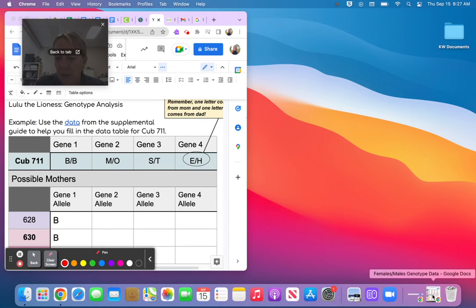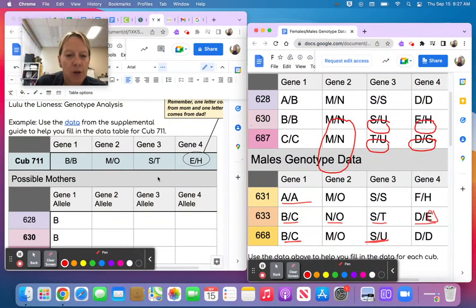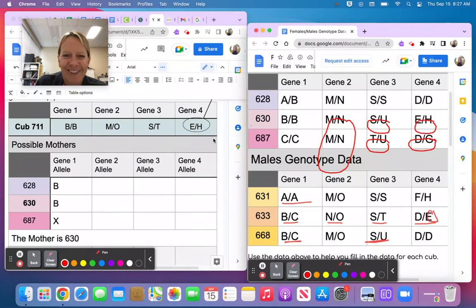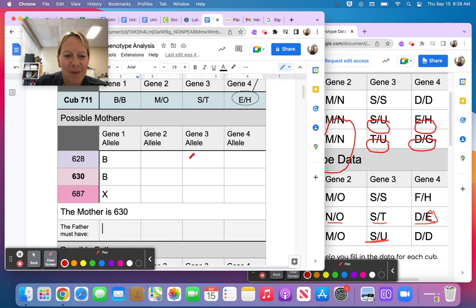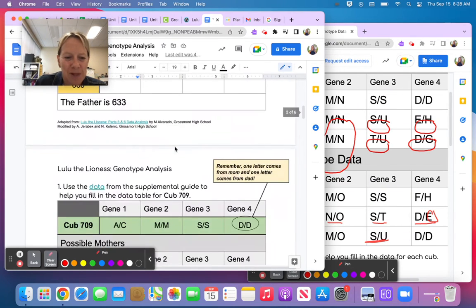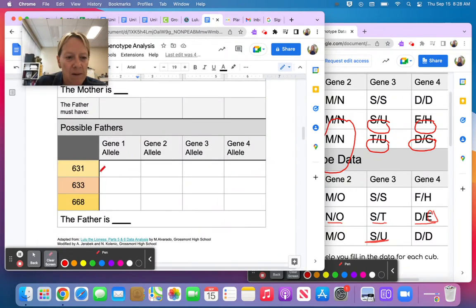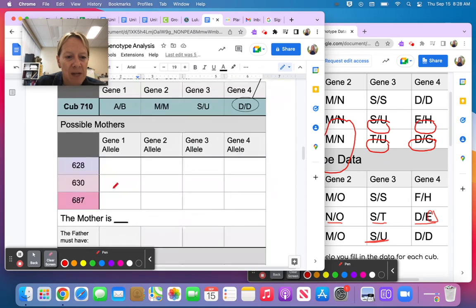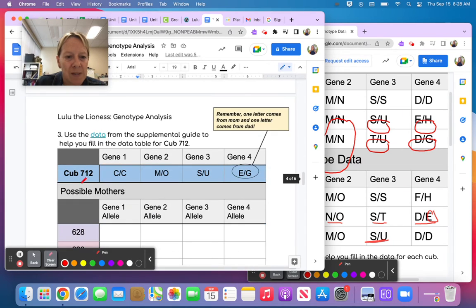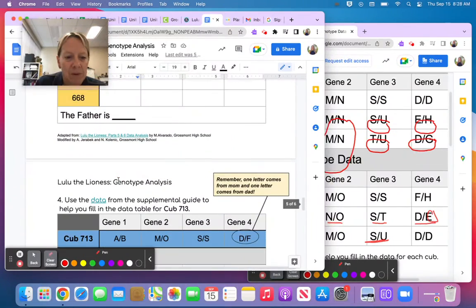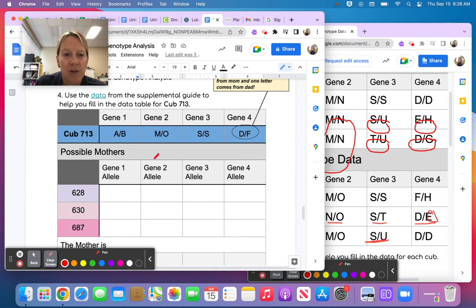Hold on, actually. So here's what you're going to do. Oh my gosh, I'm sorry. I'm going crazy. So yours is all filled out for that top one because that's your example. So you have now 4 cubs to figure out. You have cub 709, 710, 712, and 713. You're going to fill out all those.